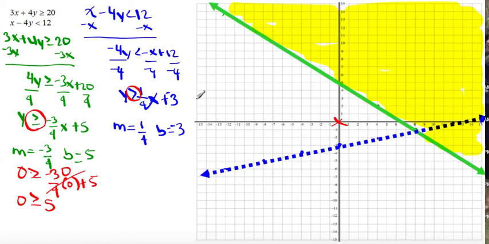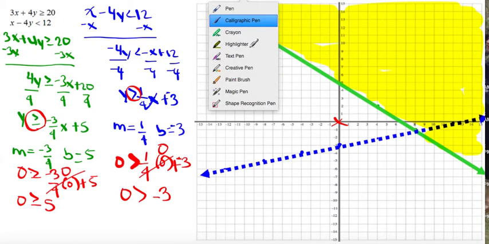Okay, I do the same thing with the blue line. I plug in my origin, my 0, 0 point, to see if I shade above or below the blue line. So is 0 greater than 1/4 times 0 plus negative 3? 1/4 times 0 is 0, and then 0 minus 3 is negative 3. So 0 is greater than negative 3, so I have to shade everything above the blue line.